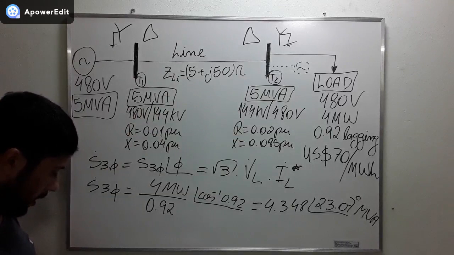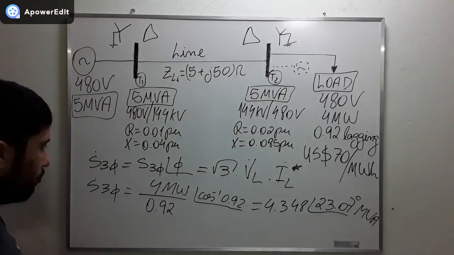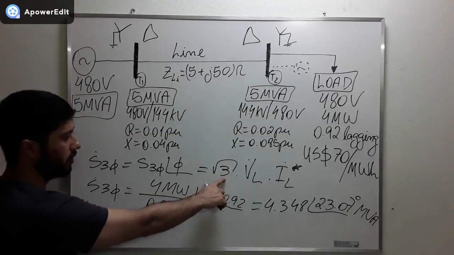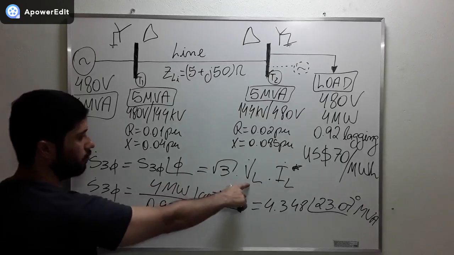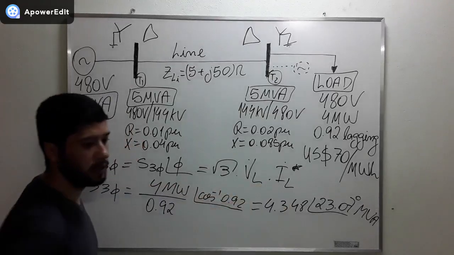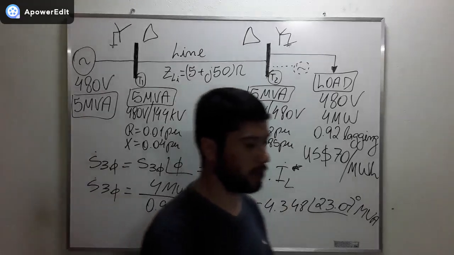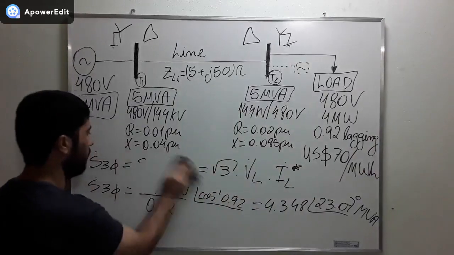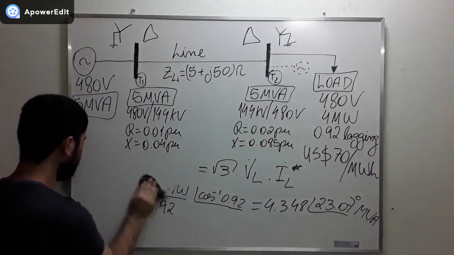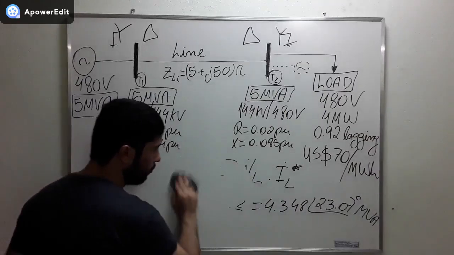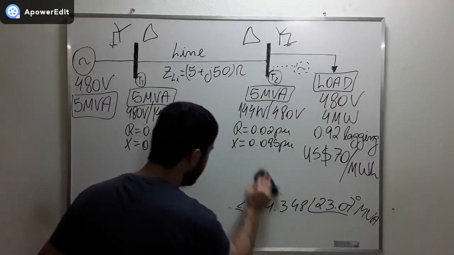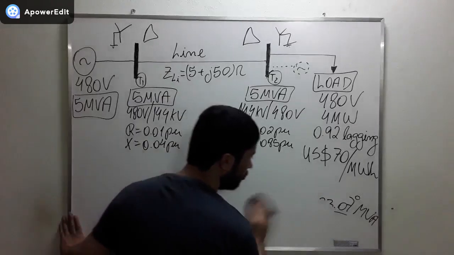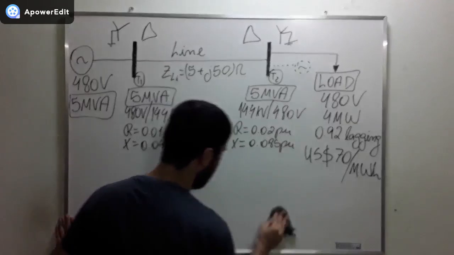Now that we have the complex power, we simply divide it by the square root of 3 and by the voltage, and then we have the complex conjugate of the current. Okay, my friends, are you understanding? If you're not understanding, please leave me a message and I'm going to try to talk to you about your doubt. All right?